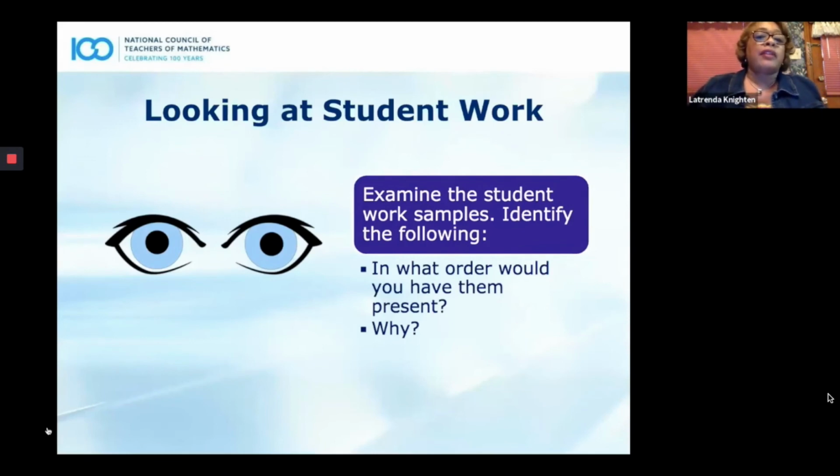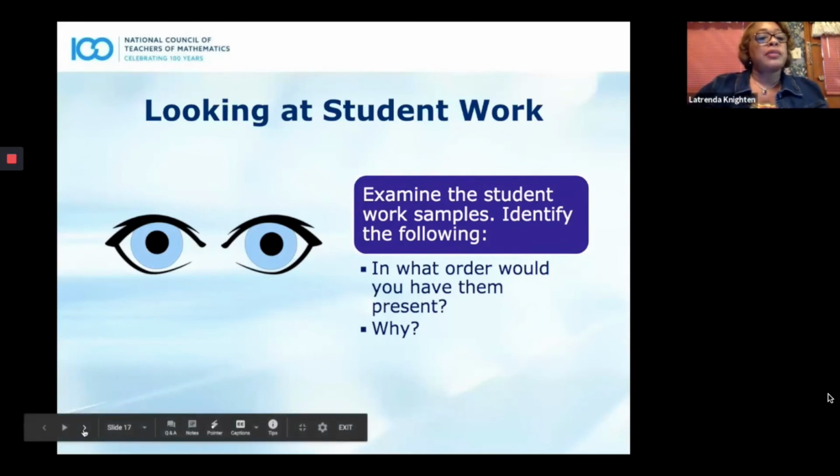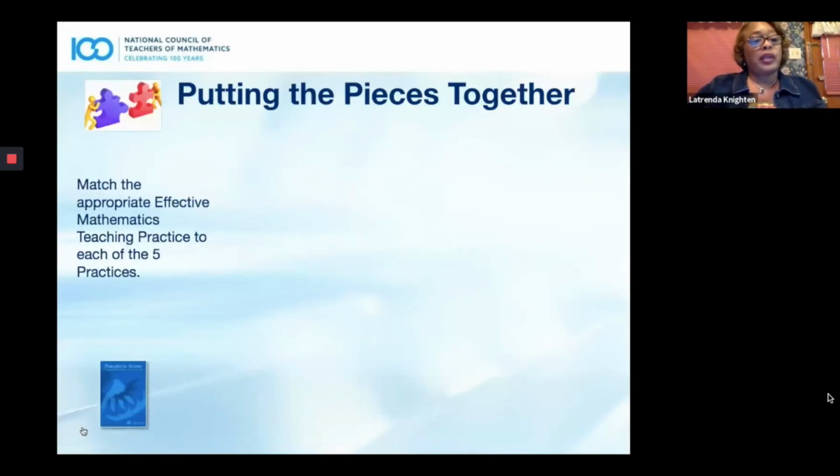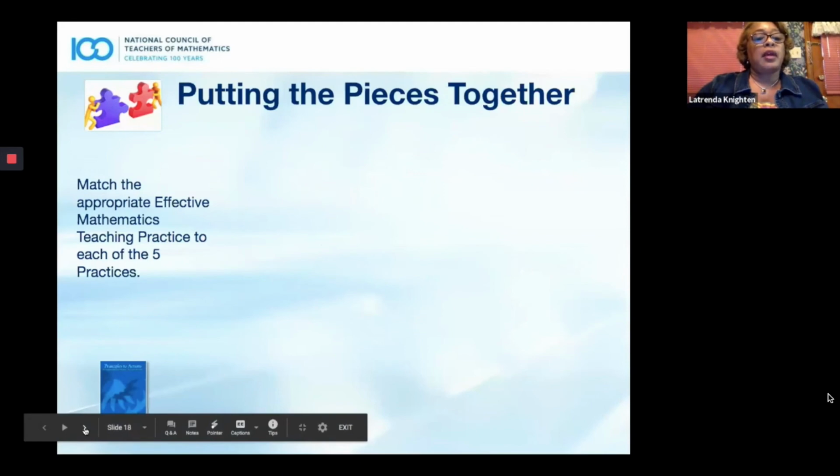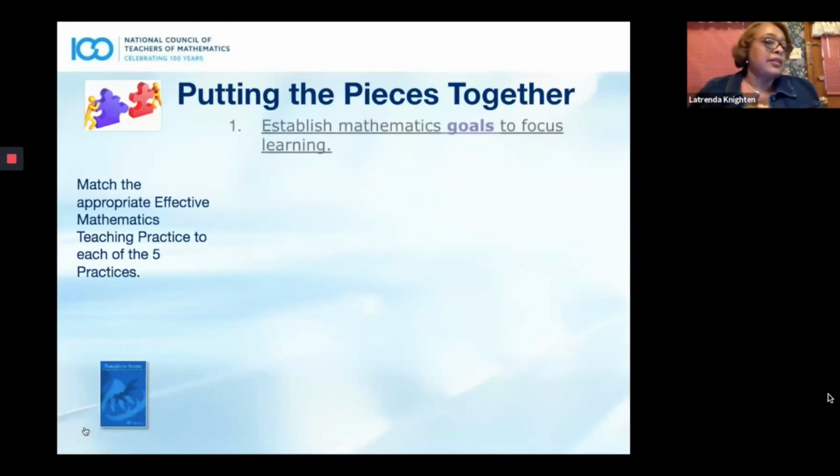So I definitely thank you for taking the time to engage in this piece. So to make sure we end on time, what's that last piece? I want to go back to think about putting the pieces together. So I want to go back and think about the effective mathematics teaching practices.